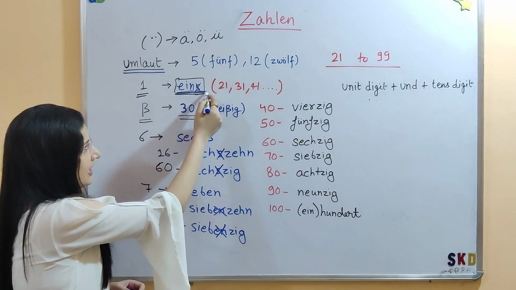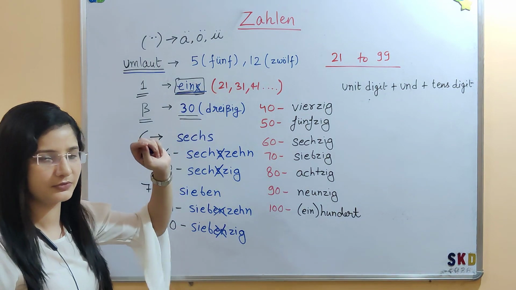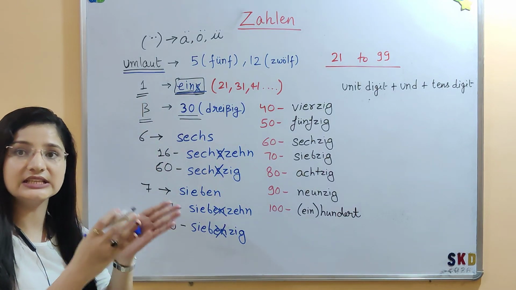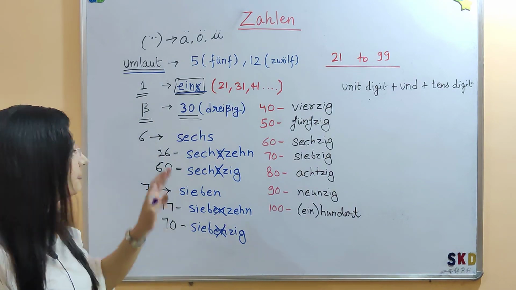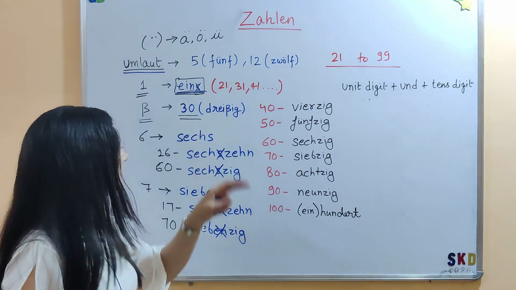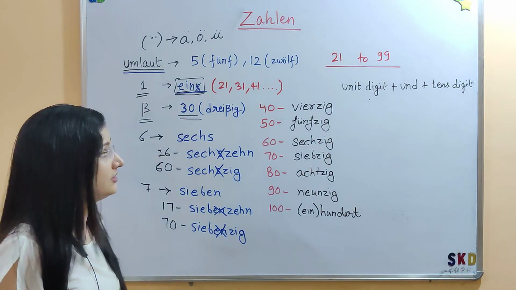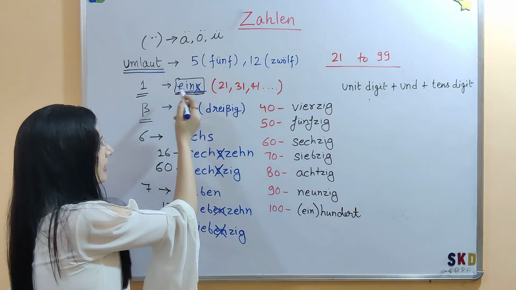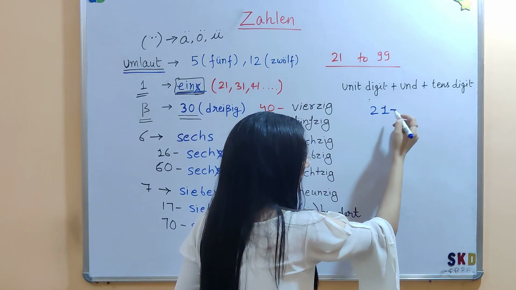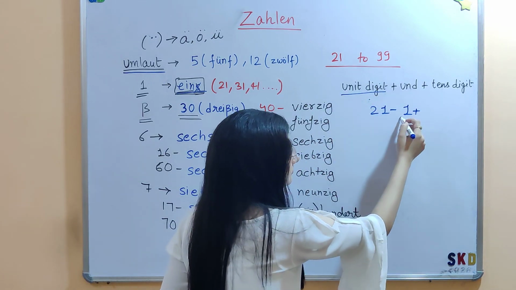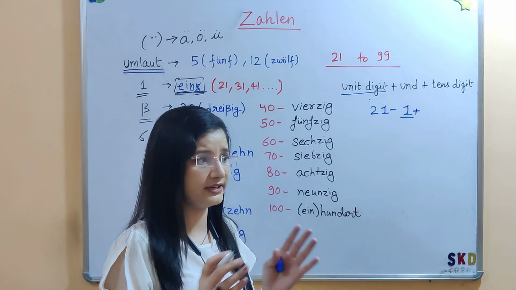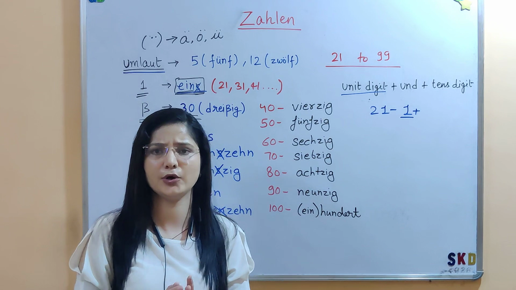Next, 1. 1 is eins. But this S is there only when 1 is a single unit digit number. That means whenever we use this 1 in a 2-digit, 3-digit or 4-digit number, this S will not be there. For example, suppose I am writing 21. It will be 1 as a unit digit, for all the numbers from 21 to 99.